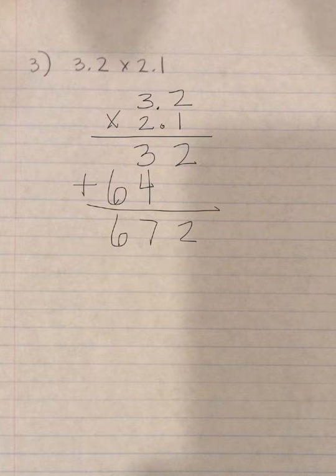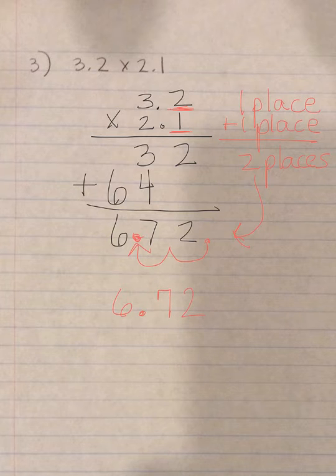Then I'm going to count my decimal places, and I'm going to say, okay, this factor, 3.2, has one place to the right of the decimal. 2.1, this factor has one place to the right of the decimal. So if I add those up, that gives me 2 places in my product. But remember, I have to go the opposite direction. So I start at the end, and then I move my decimal 2 places to the left, and that gives me my answer. So the answer is 6.72.